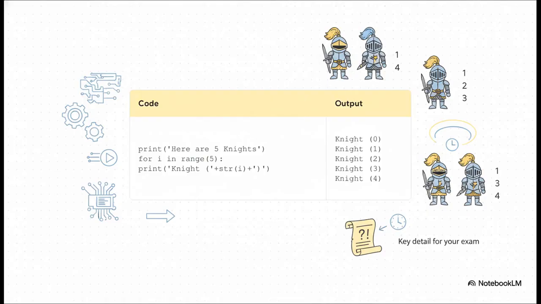Let's look at the code. That line, for i in range(5), that's the magic. The range(5) part tells the loop, hey, you're going to run 5 times. The little variable i is our counter. Now check out the output. See how i starts at 0 and only goes up to 4? That's a classic exam trip-up. Range(5) gives you 5 numbers, but they are 0, 1, 2, 3, and 4, not 1 to 5.